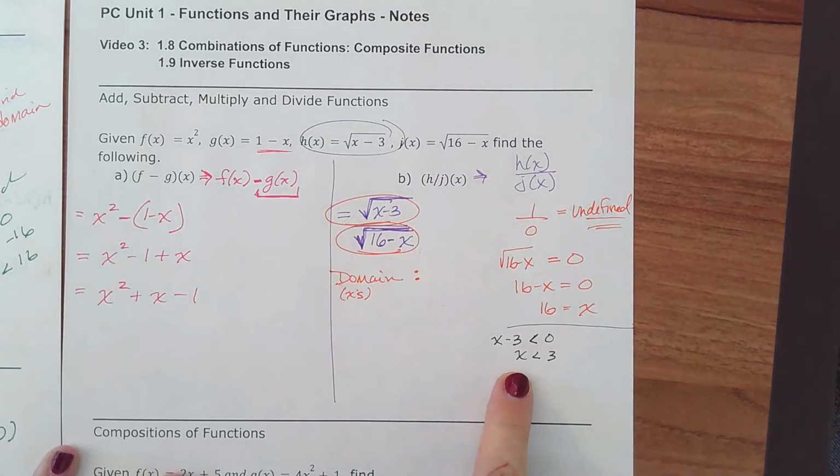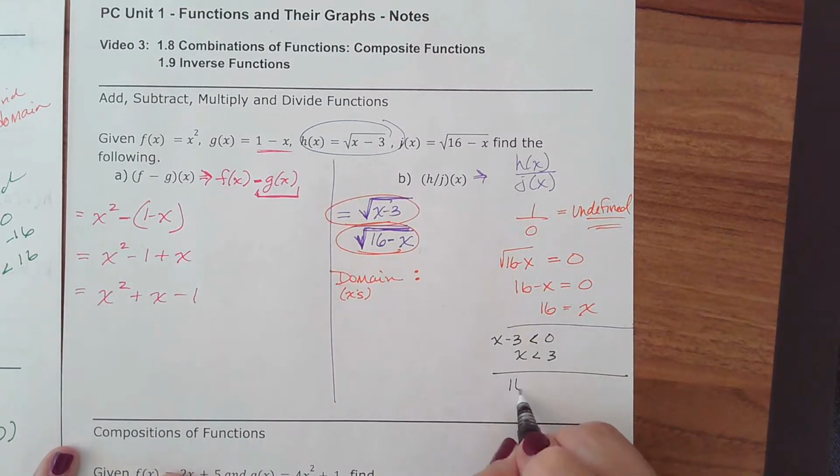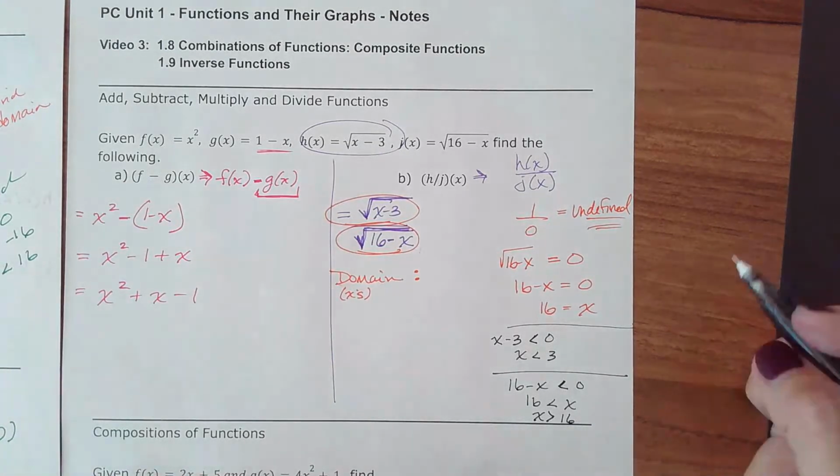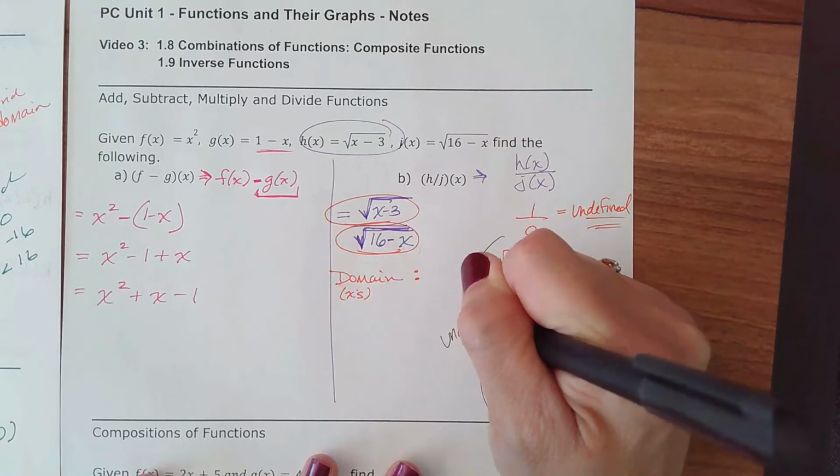So when x is less than 3, my function doesn't exist. And then if I look here, 16 minus x, when that is less than 0, my function also doesn't exist. So this, I'm just going to rewrite it the other way. This says 16 is less than x, or in other words, x is greater than 16. So these are going to be all parts of my function that are undefined.